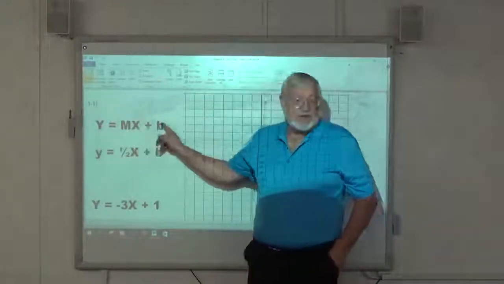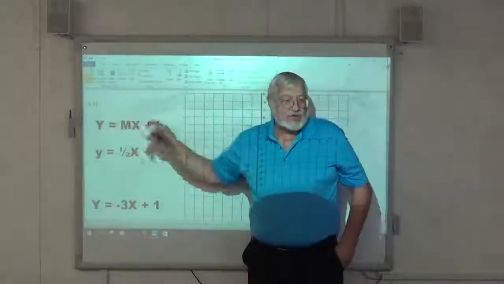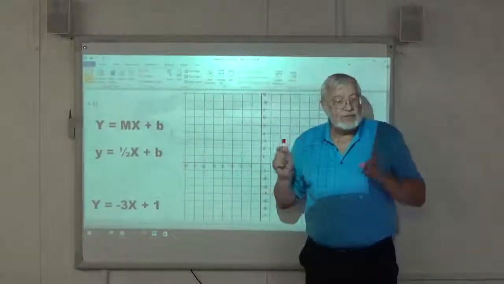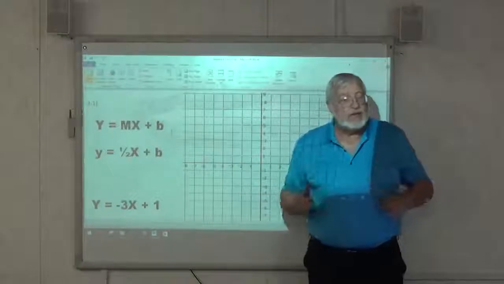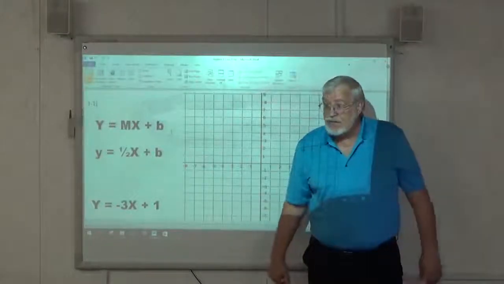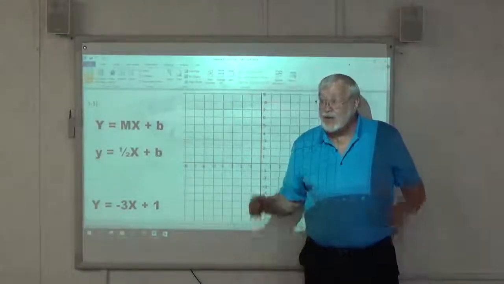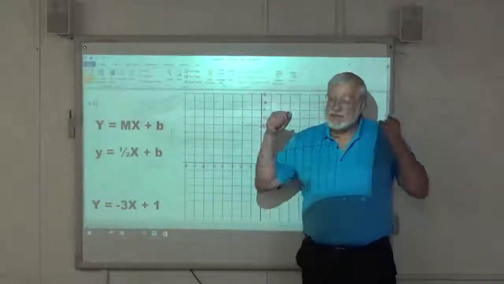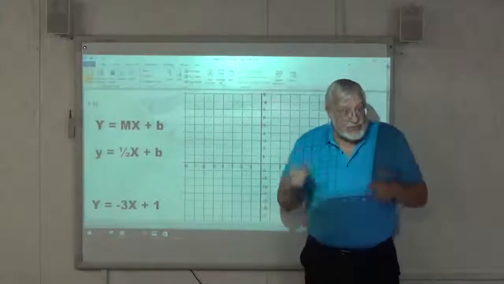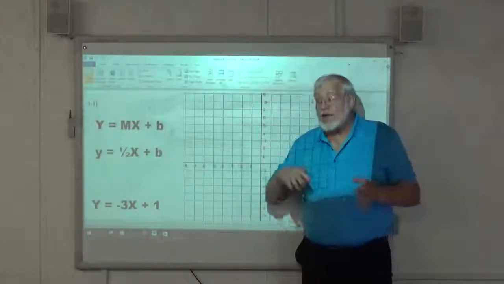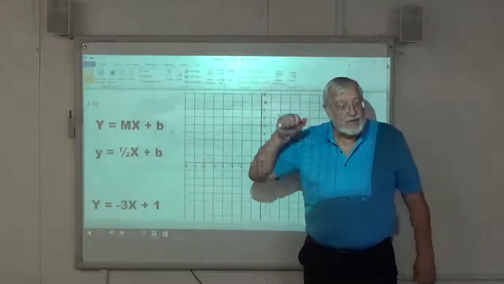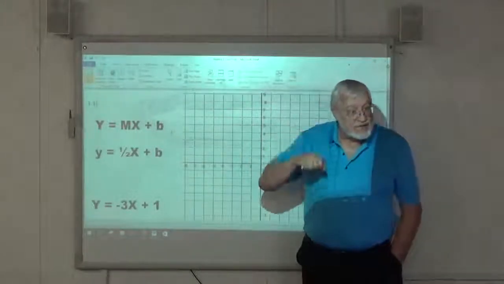Okay? Now, here's what's important. Y equals mx plus b. This is called slope-intercept form. On slope-intercept form, my question to you is, how do you graph it? You should already know this. This was Algebra 1, and it's important that you know.